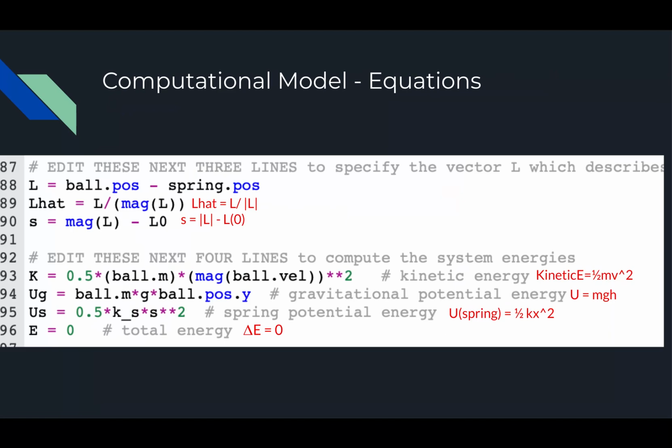Here are some of the equations that I inputted. I inputted L hat, which is just the vector L divided by the magnitude of L. I inputted S, which is the magnitude of L minus L naught. And then I inputted the equations for kinetic energy, gravitational potential energy, and spring potential energy.